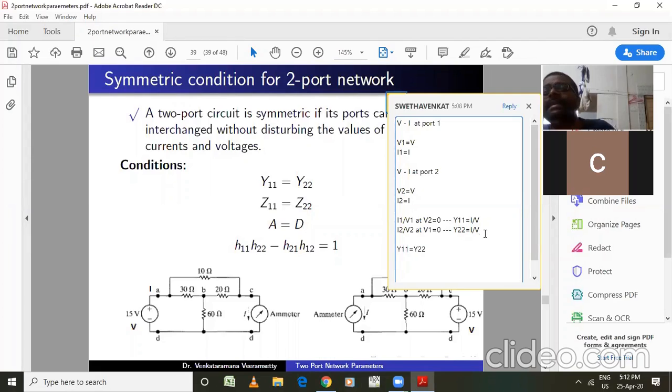That means any two-port network is said to be a symmetric two-port network if Y11 equal to Y22. Whereas for reciprocity, it is Y12 equal to Y21. Whereas for the symmetrical condition, if we have the Y parameter information and Y11 equal to Y22, then we say that the given two-port network is a symmetric network.